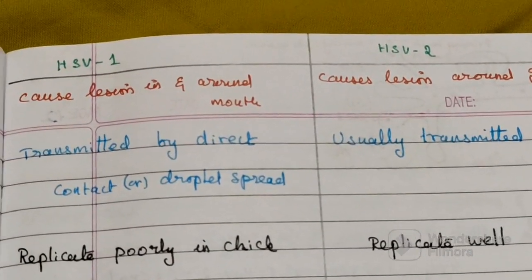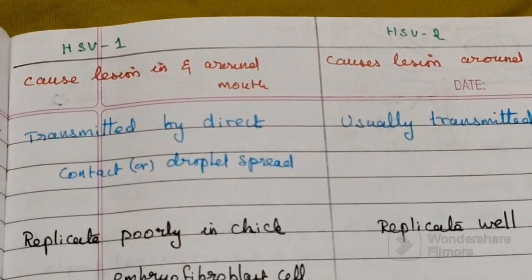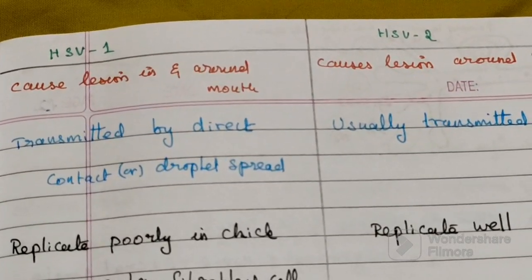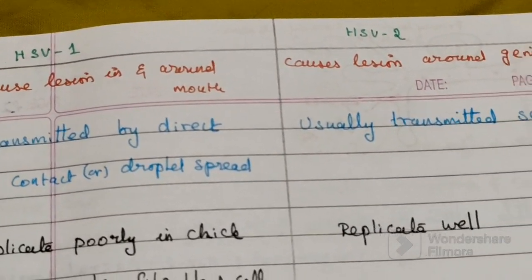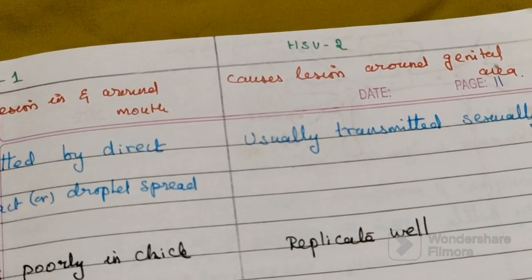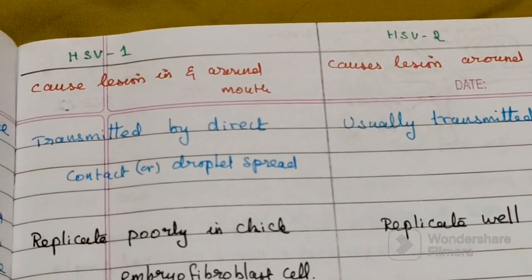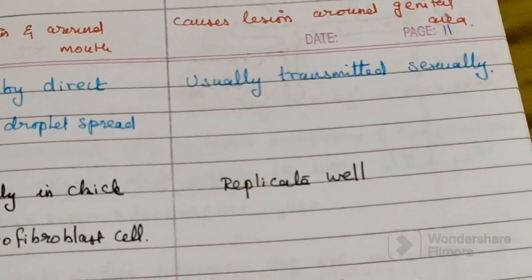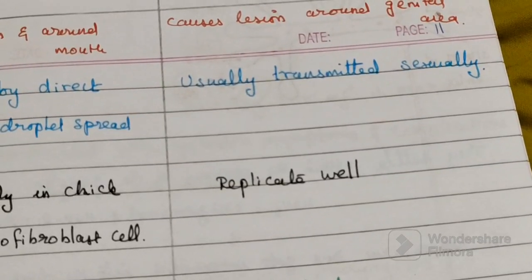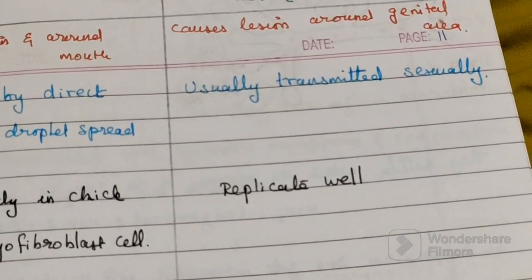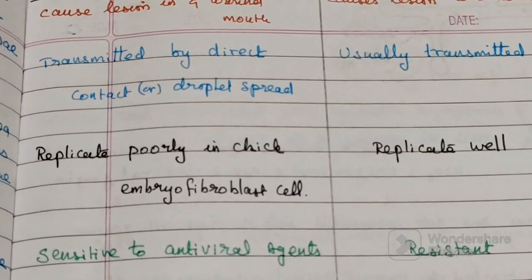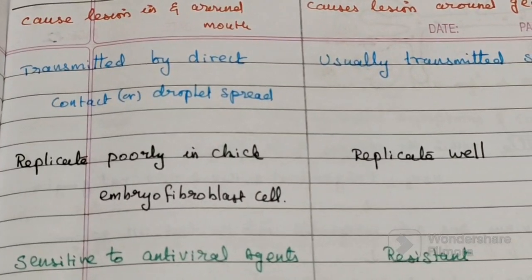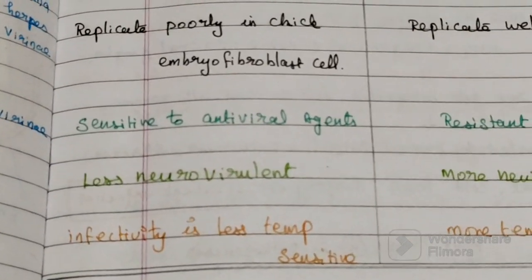Difference between HSV1 and HSV2. HSV1 causes lesions in and around the mouth, above the waist, as we already know. HSV2 is below the waist, so it causes lesions around the genital area. HSV1 is transmitted by direct contact through saliva. HSV2 is usually transmitted by sex or from an infected mother to a newborn. HSV1 replicates poorly in chick embryo fibroblast cells, while HSV2 replicates very fast.